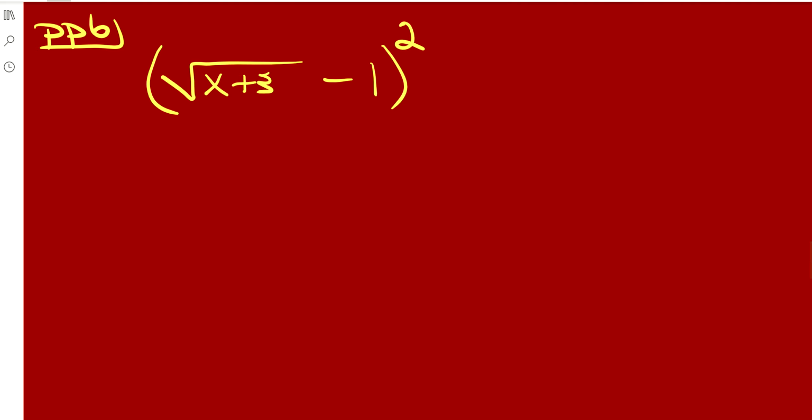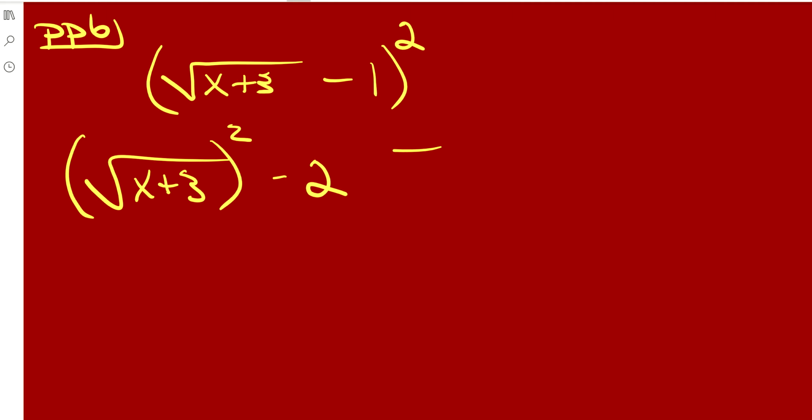Another one. Oh boy. A binomial squared. All right, so this is going to be the square root of x plus 3, minus 1, squared. I square the first term. And then my middle term is going to be negative 2 root x plus 3. So it's going to be minus 2 square root of x plus 3. And last is going to be negative 1 squared.